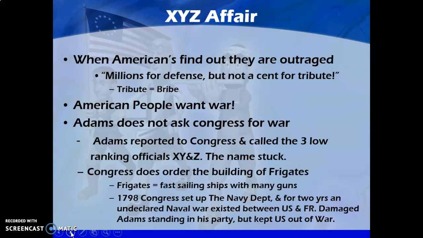This damages Adams' standing in his own party, but his pledge to keep the U.S. out of war, he did. Even though it's an undeclared war, we didn't formally declare war on anybody. So that's how he kind of got around saying I'm going to keep us out of war, and this is how he did it. So there's a 2-year undeclared war on France out of this.